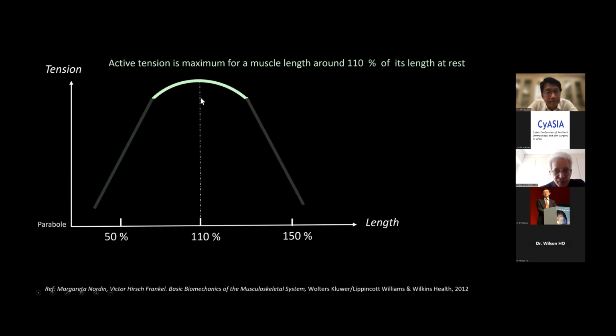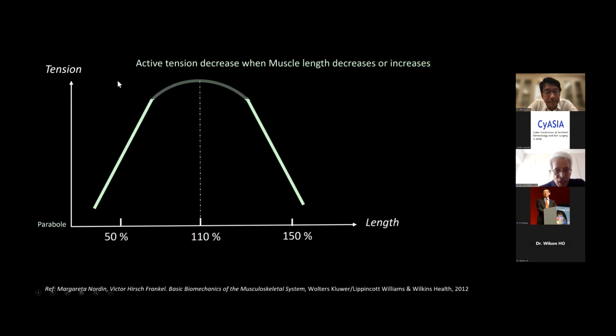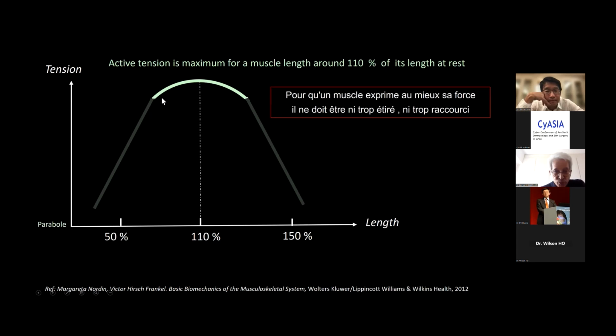And we know that the active tension is maximum or optimum for a muscle length around 110% of its length at rest. It's like this. When length decreases or increases, we have less tension. So this is very important to understand. It's in French, but you understand French, I don't know. For a muscle to have a good expression, we have to keep this between 100 and 110.